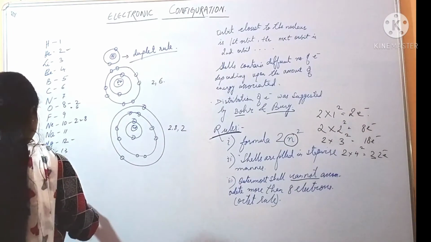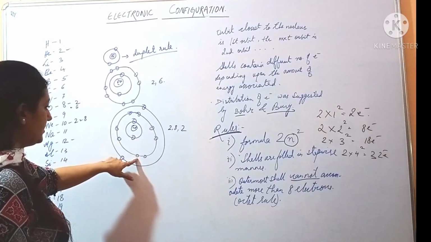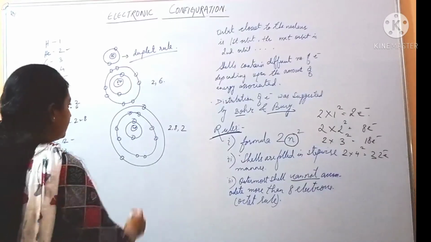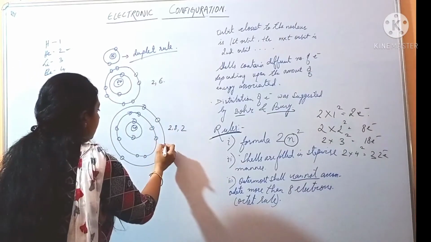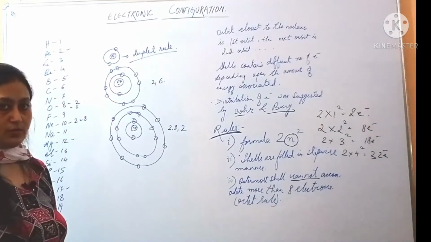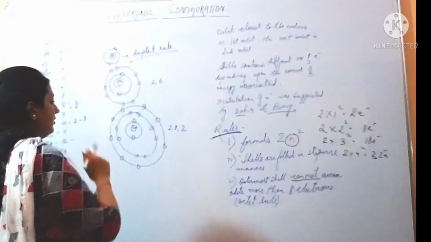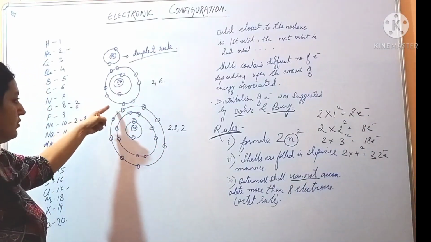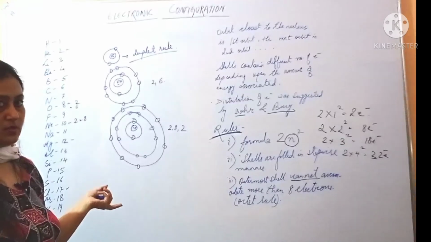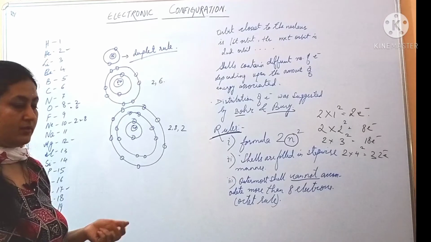Suppose chlorine, 17. It's simple: 2, 8, that is 10, and 7 are left. So it will have 7 electrons in its outermost shell. If we talk about argon, then like neon, this will also have 8 electrons in the outermost shell. This is also a noble gas or an inert gas. It is also stable. This will also not participate in any chemical reaction.